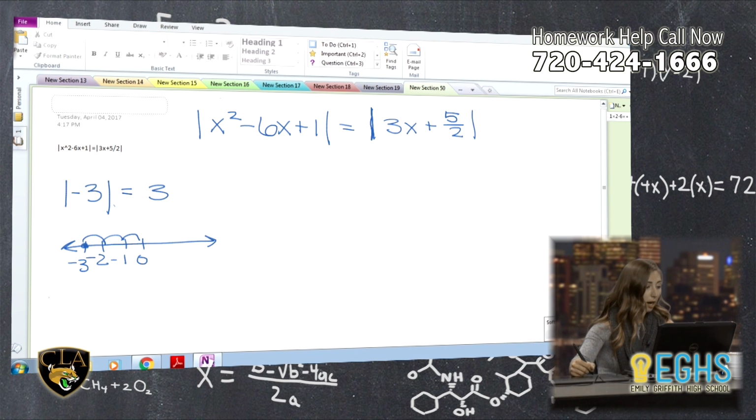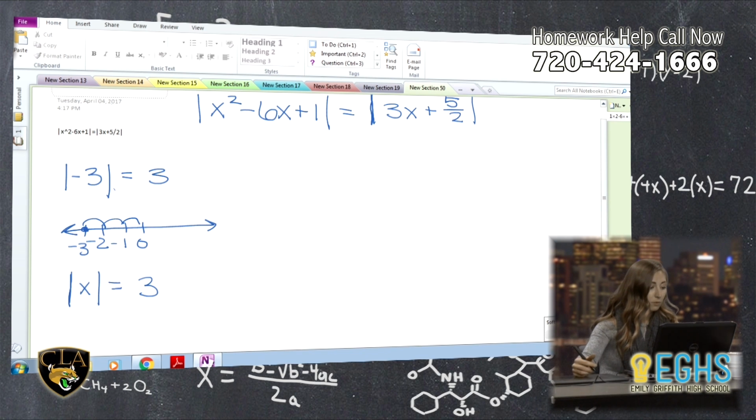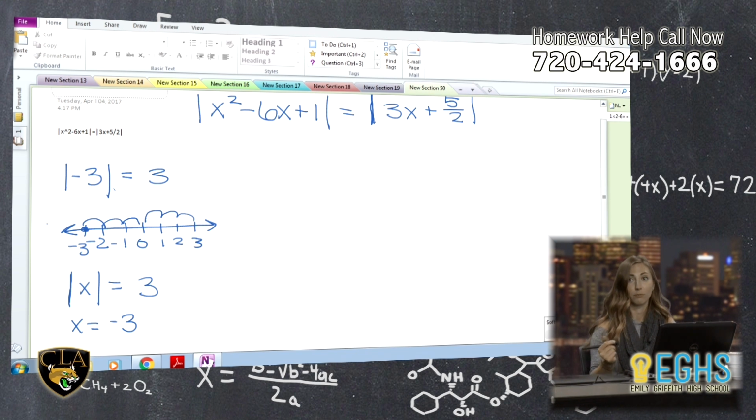I'll give you an absolute value equation first, just to give you an idea of how this works. Let's say I had the absolute value of x is 3. That means what number could x be that has a distance of 3 away from 0? We just saw that -3 has a distance of 3 away from 0, but there's also another value that has a distance of 3 from 0, and that is 3. So 3 is 1, 2, 3 spaces from 0. So absolute value equations often have two answers. We have the answer and then its opposite.